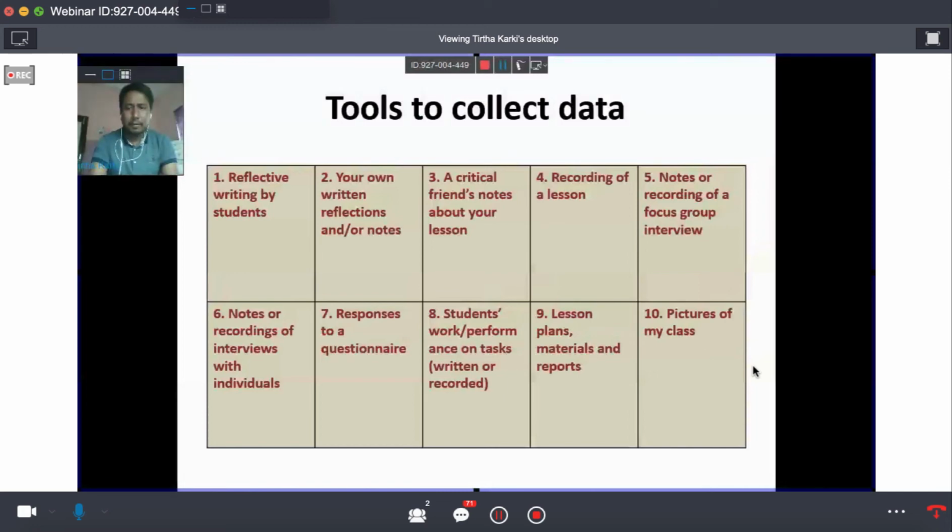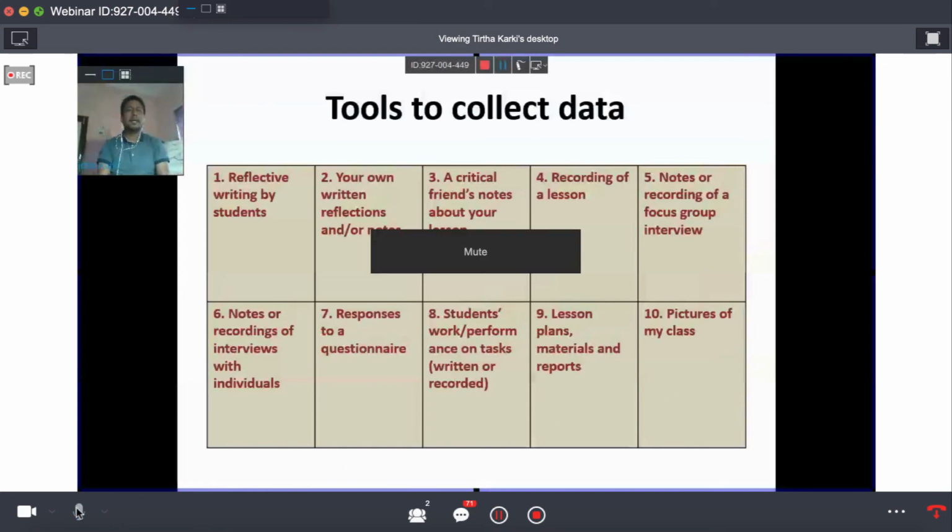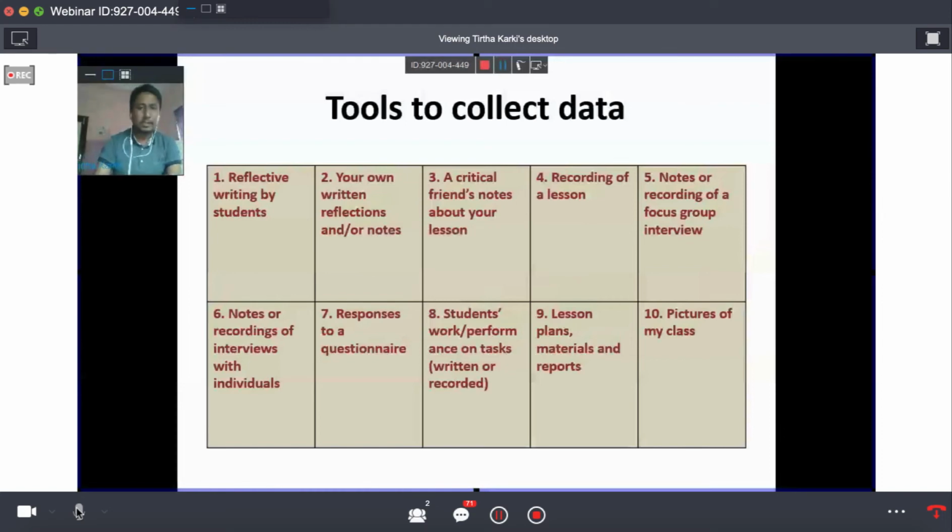The teachers can also review the lesson plans or review the materials they have been using in their classroom. By analyzing the lesson plans, the teachers can also collect data. For example, what type of activities the teachers are using in their classroom and so on. And pictures of my class. Sometimes the pictures can also reveal some data of the classroom situation.